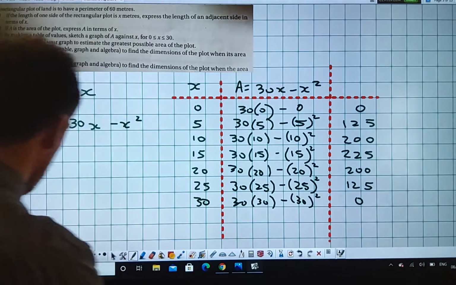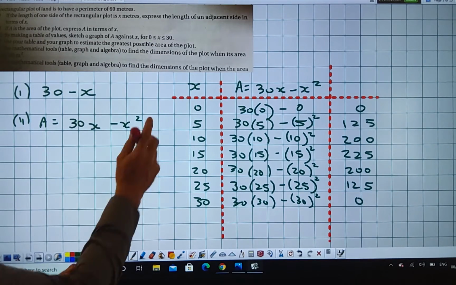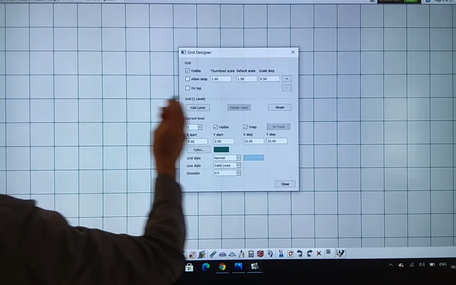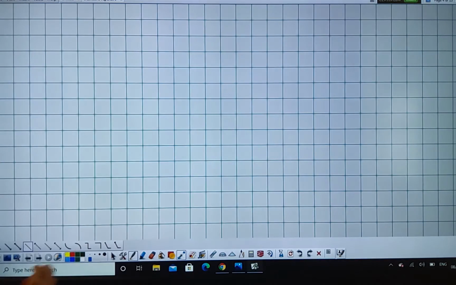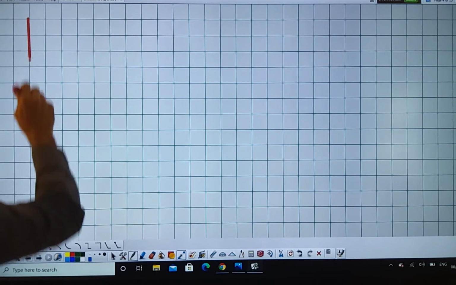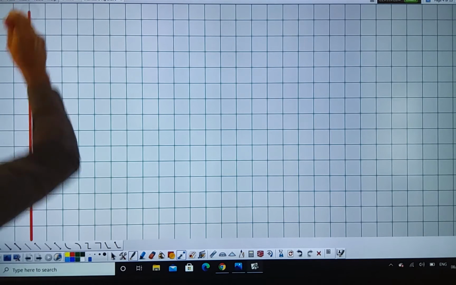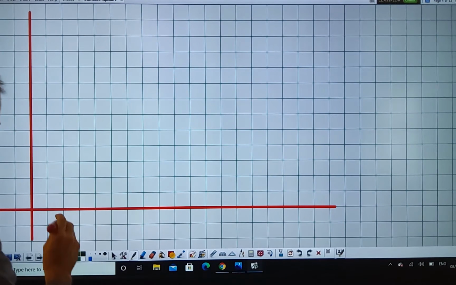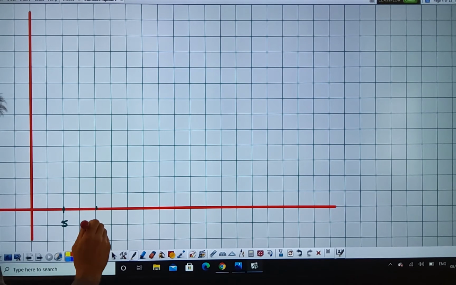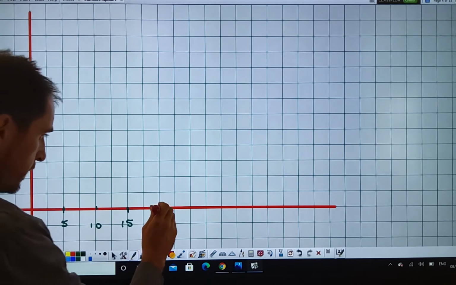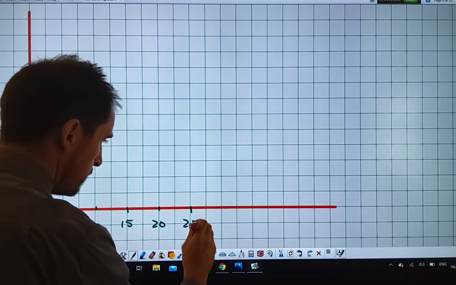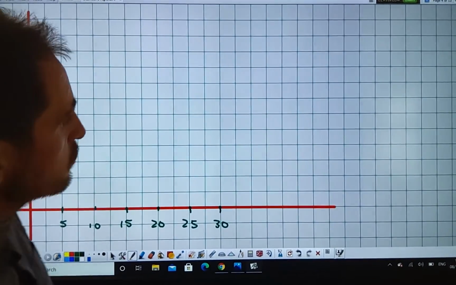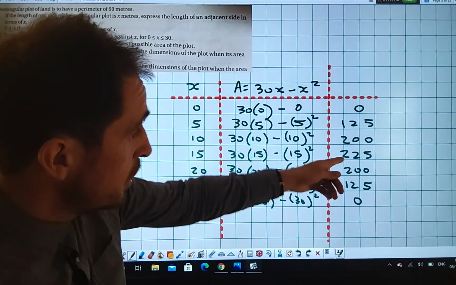So we're going to sketch a graph here, just on a separate page. We're going to go from 0 to 30. Okay, so we draw a graph here like this, and we go across. Now you do your x-axis. So we've got 5, 10, 15, 20, 25, 30. And we also know that it goes up as far as 225.